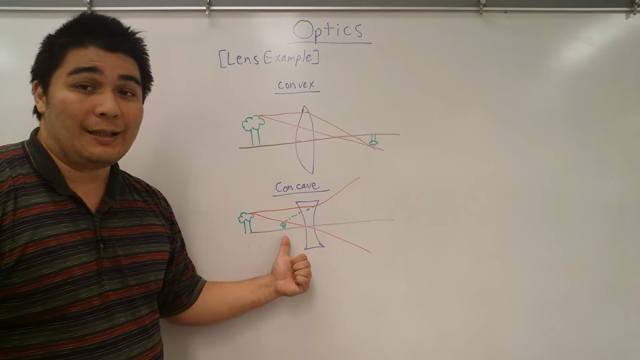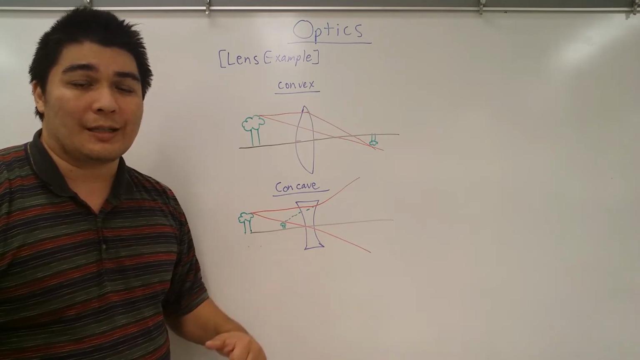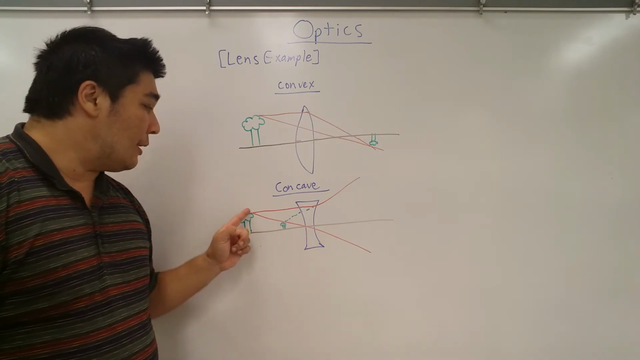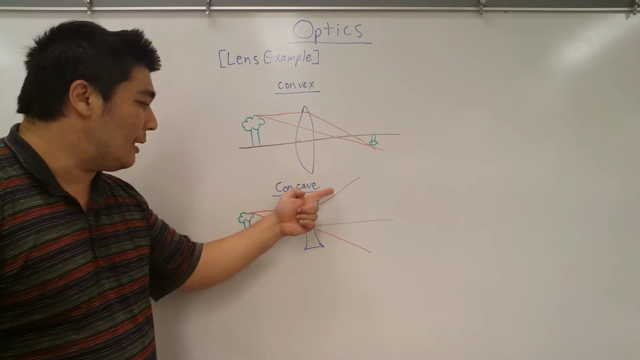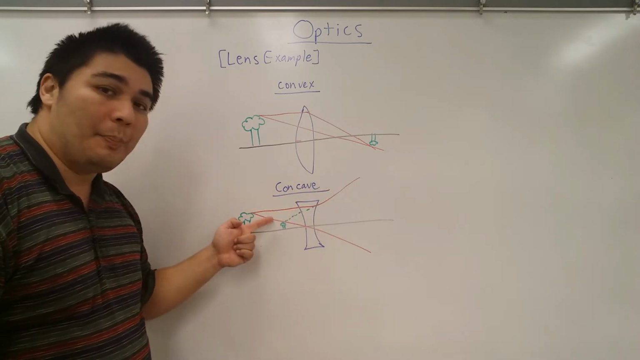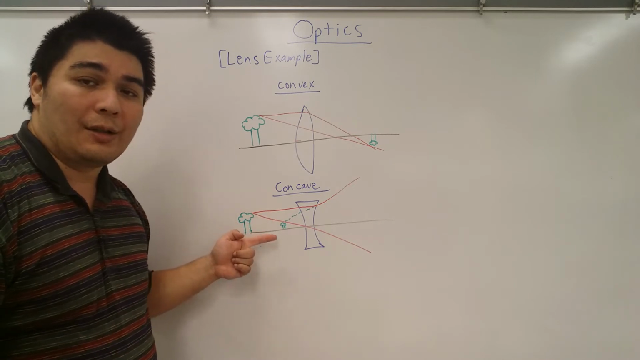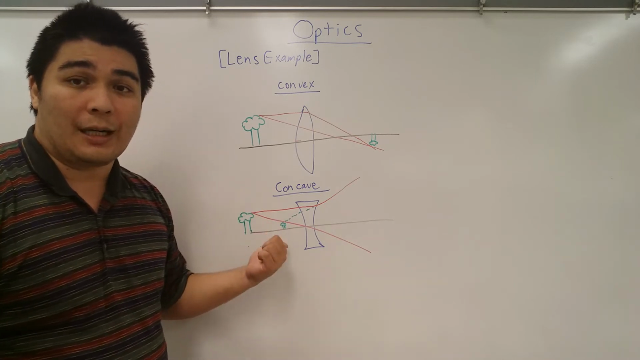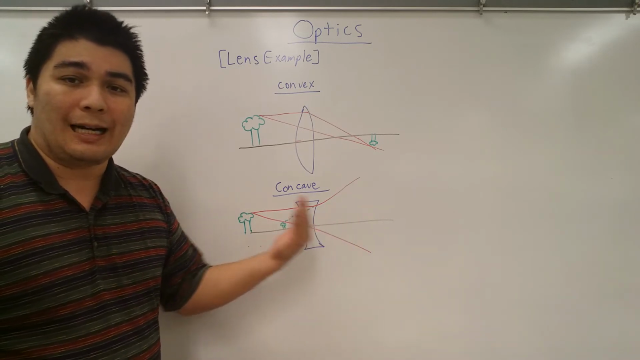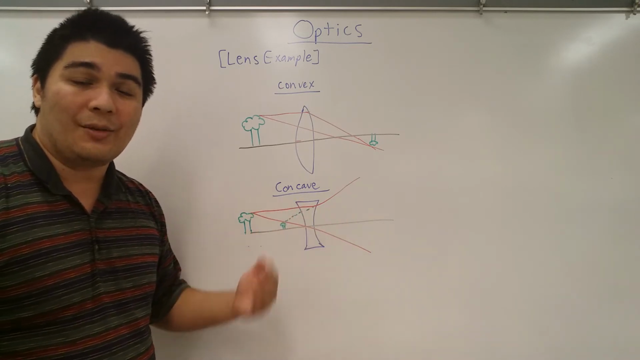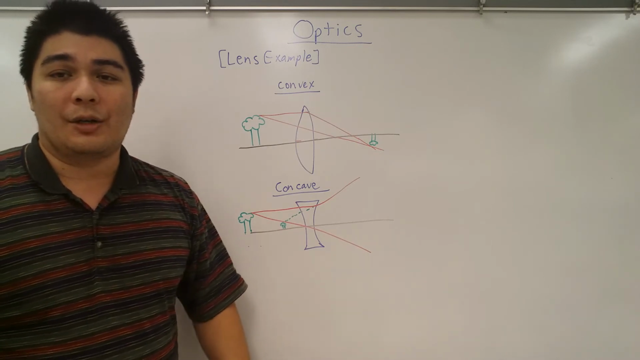So because it's to the left, it's a negative image distance. But of course, as you noticed, when I projected it back, this top line to show the top of the tree gets projected above the center line. So therefore, for the concave lens, the image is upright. But because it's behind, or because the image distance is negative, it is virtual. So that's what will happen.